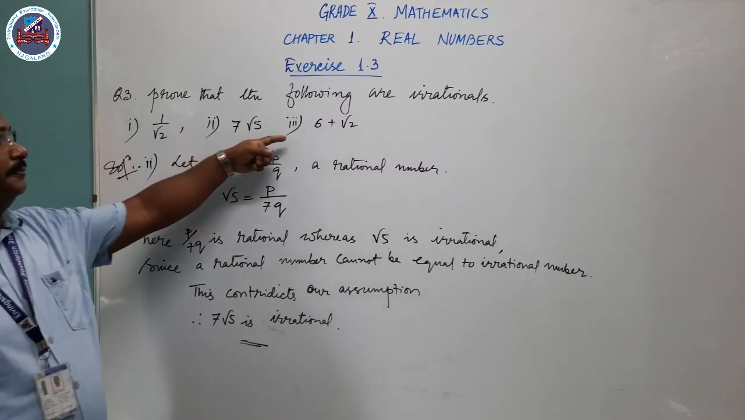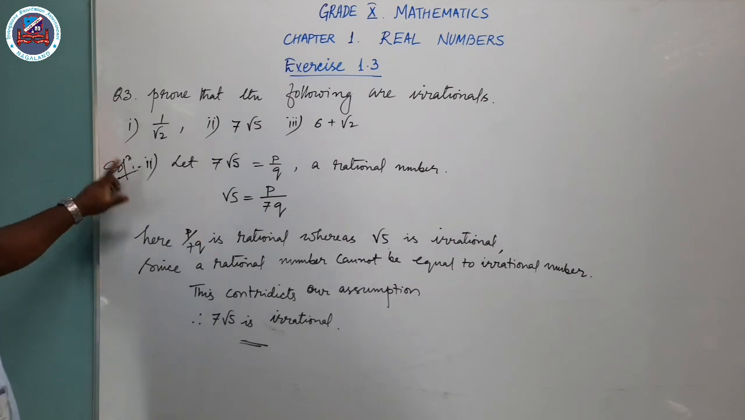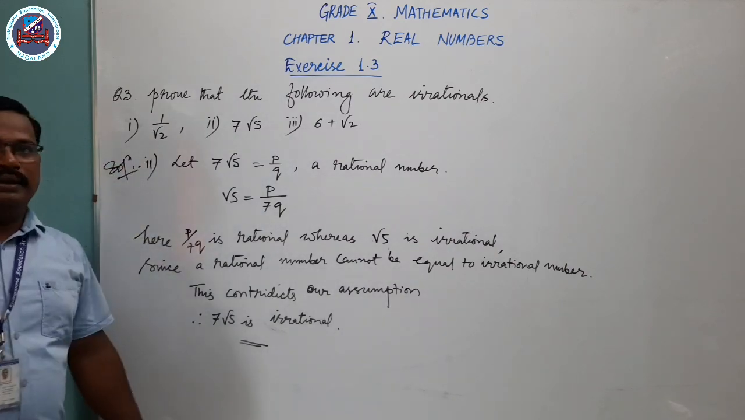And then the third one, you do exactly the same as question number 2. With this, we have come to an end, revisiting our irrational numbers.